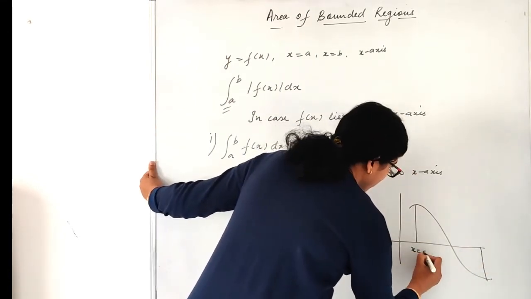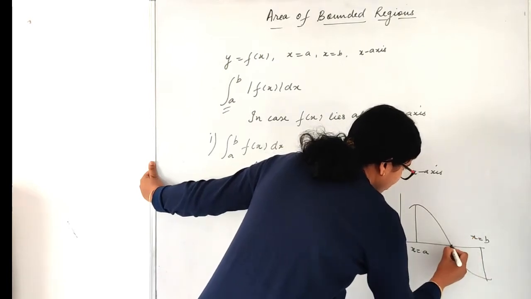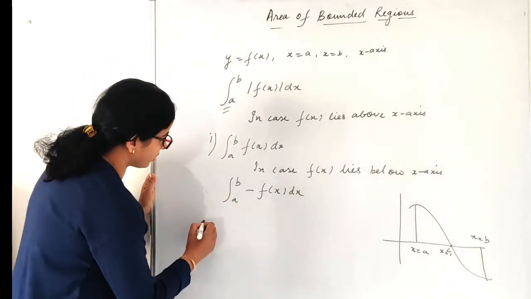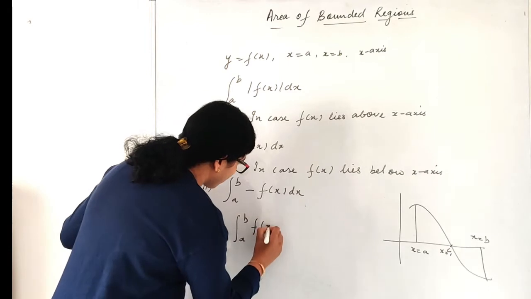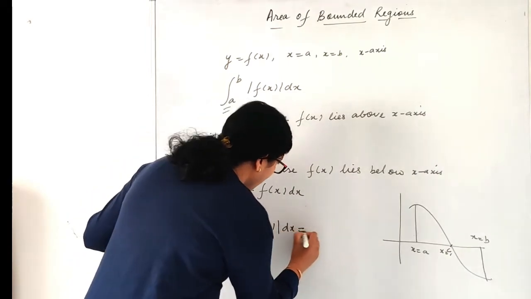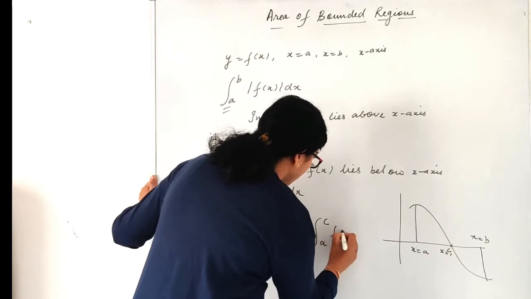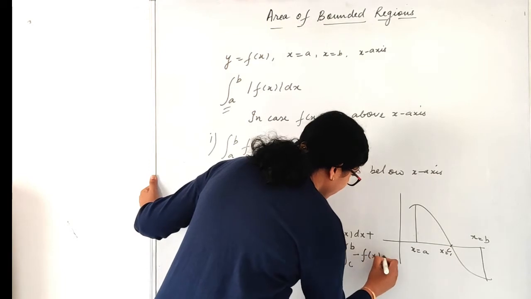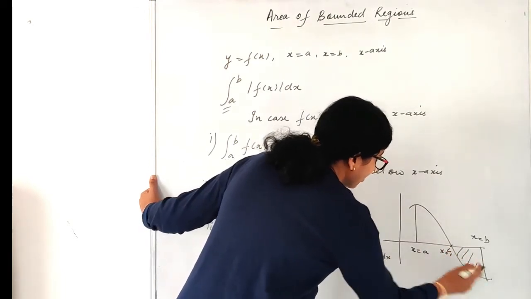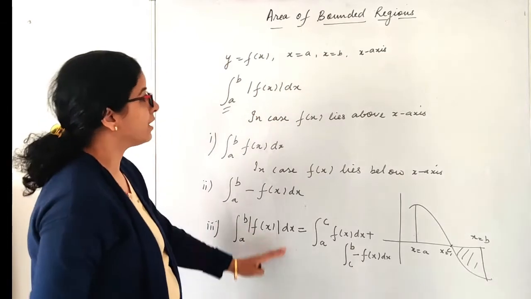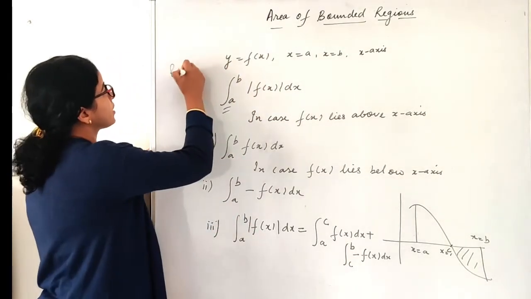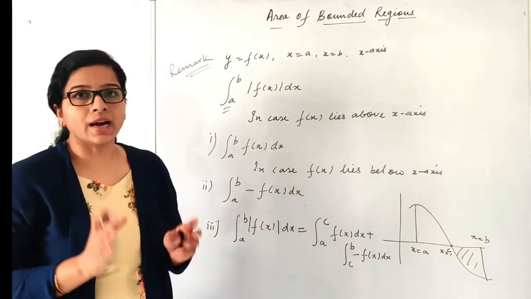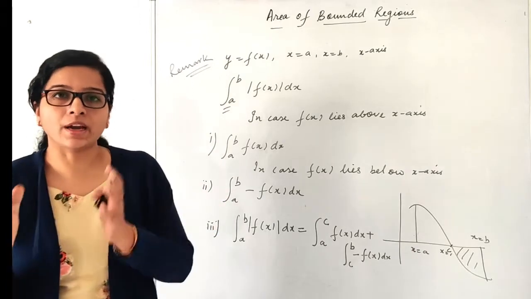So this is x = a, x = b, and this is the point x = c, correct? So in that case, how can we find out the area? We can write the integral from a to b of |f(x)| dx as equal to the integral from a to c of f(x) dx plus the integral from c to b of minus f(x) dx, because this part lies below the x-axis. Are you understanding? These are the remarks which you should remember while finding the area of a bounded region. Is it clear?